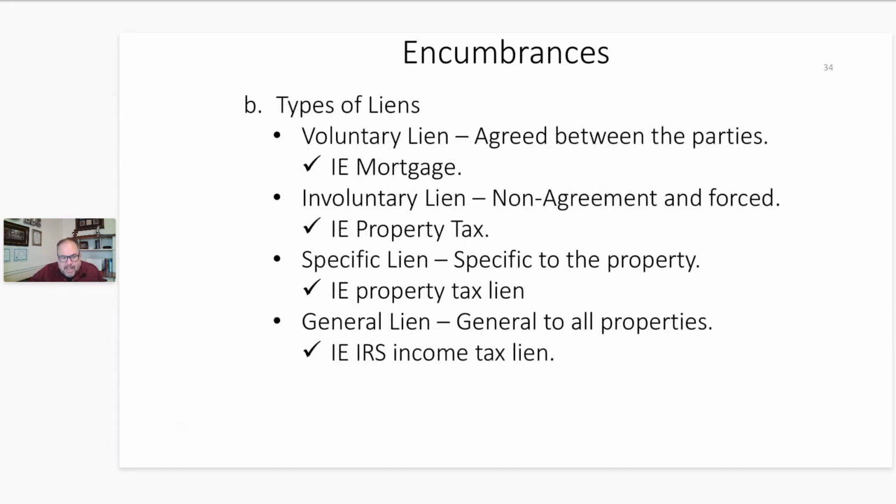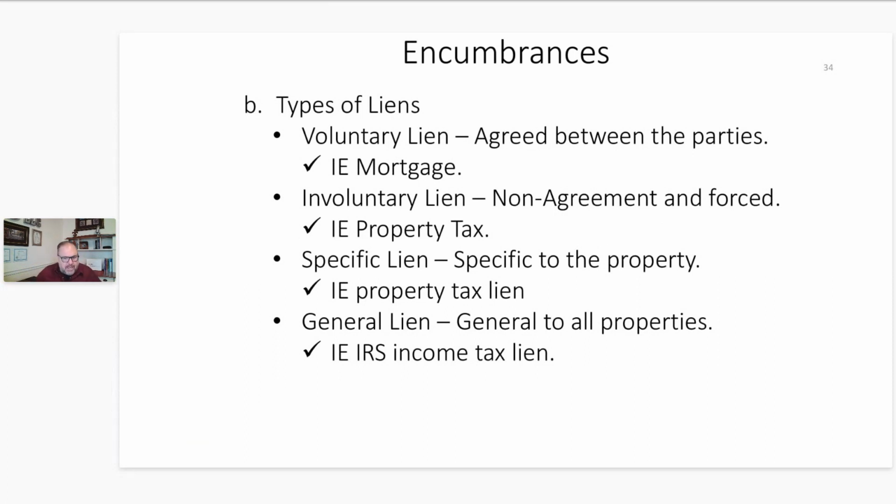Now, the types of liens you want to know for the state exam: voluntary lien, which means it was agreed by the parties. In other words, you went to the bank and borrowed money, and the bank says, "Yep, I'll lend you 300, but I'm putting a lien on your property." You say, "Good, no problem." That's a voluntary lien. You're allowing it to happen. Involuntary means the law did it. John, you did not pay your property tax this year. Oh, we're putting a lien on your property. Well, why are you doing that? Well, the law says we can because you didn't pay your property tax. That's an involuntary lien.